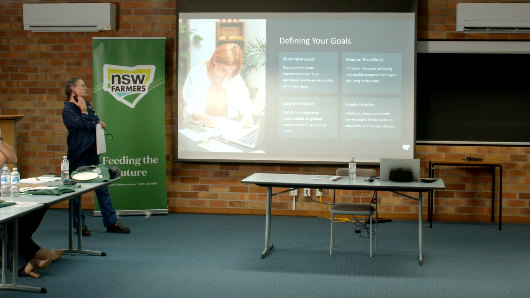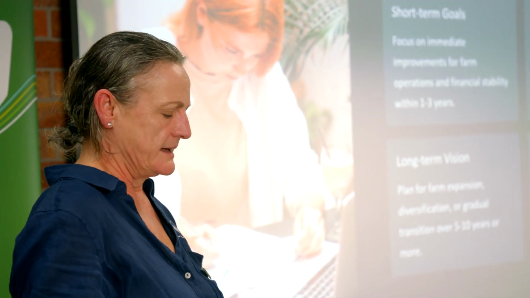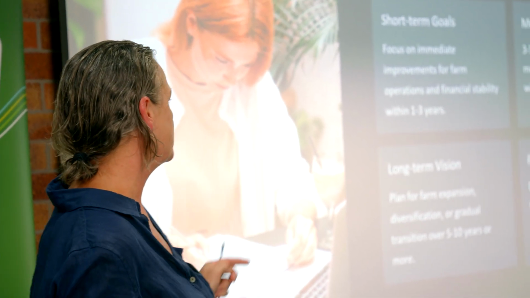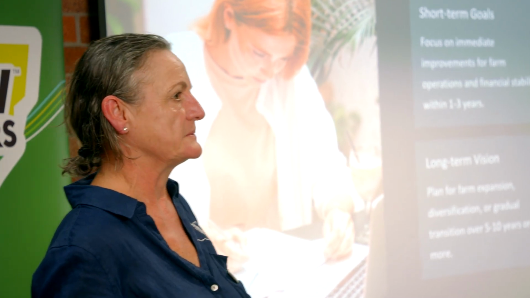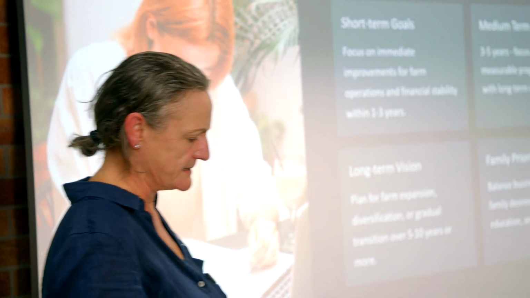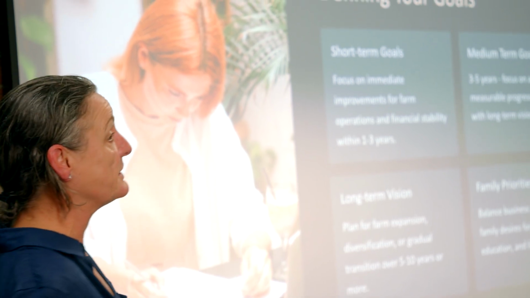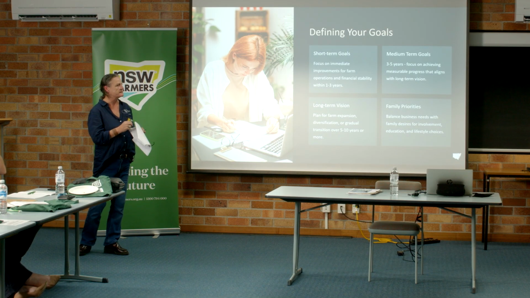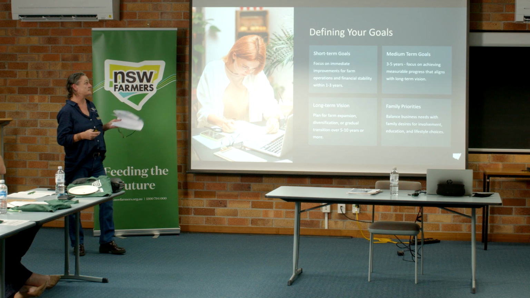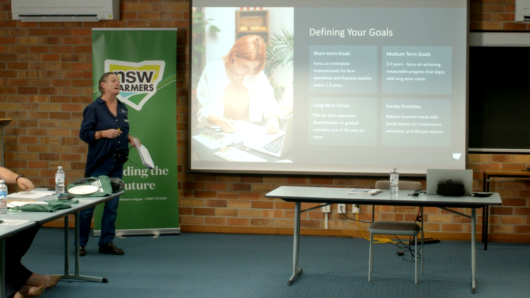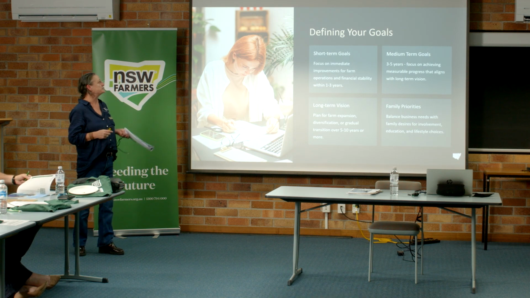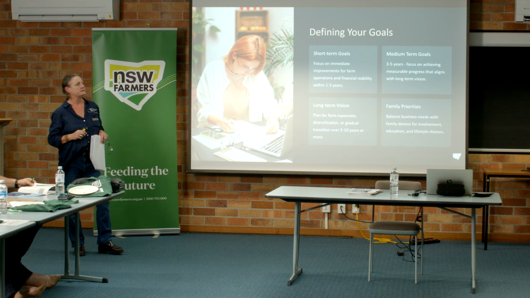So, defining your goals, short-term goals. They say here 1 to 3 years. You can certainly have goals well inside of a year. In one of these pages, you can have 3, 6 and 12 monthly goals, things that can be achieved within that time frame. Again, that's about the time frame of your SMART goal. They're goals that can be achieved within that period.